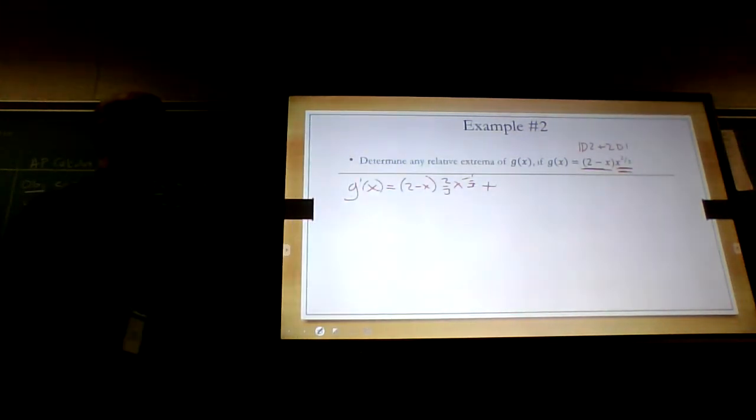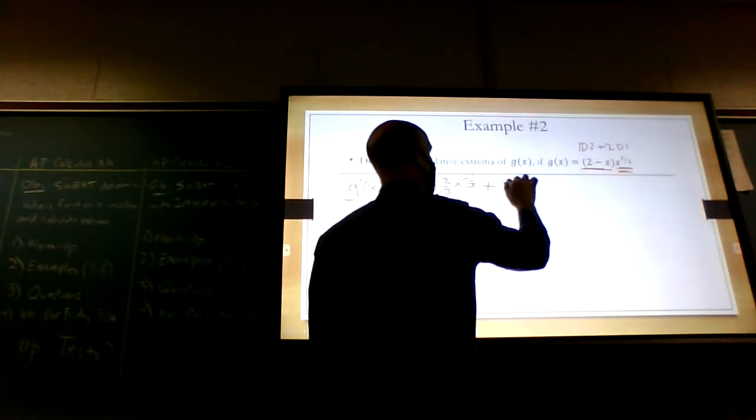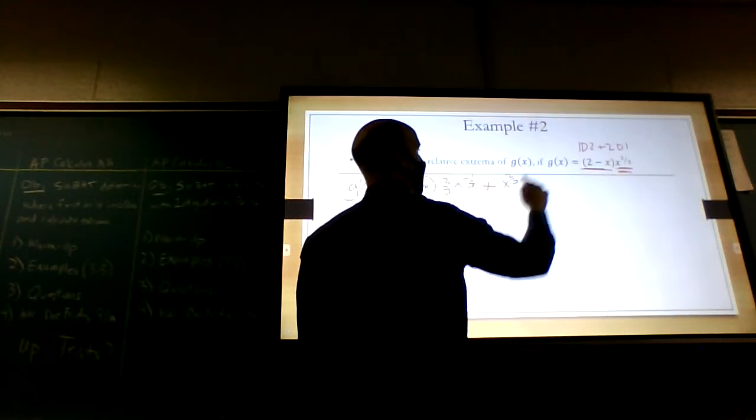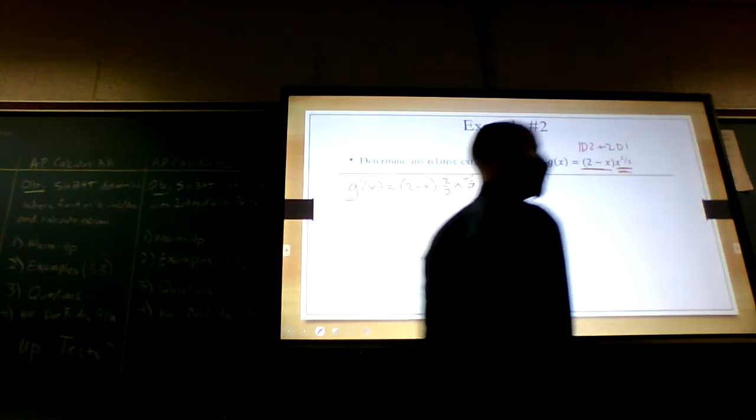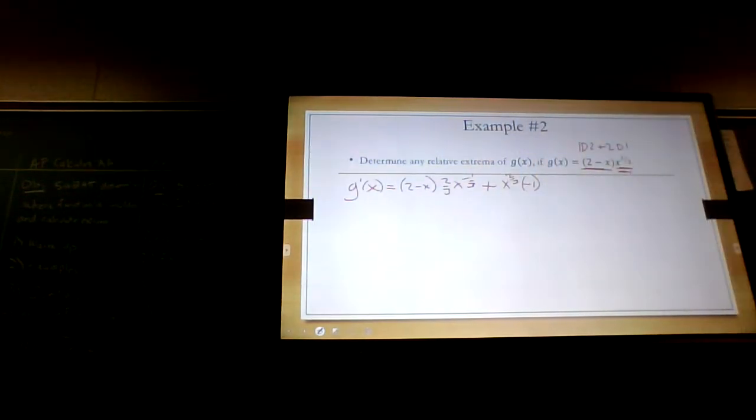Now I got to do the derivative of 2 minus x. Well, 2 is x to the 2/3. And then the derivative of 2 is 0, and the derivative of negative x is negative 1. Now, guys, I'm telling you, that is the derivative.